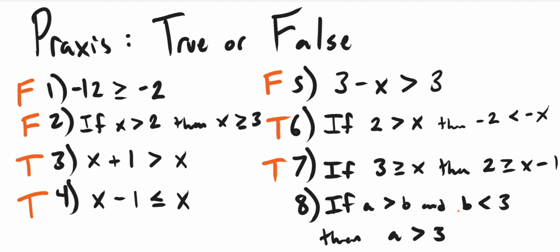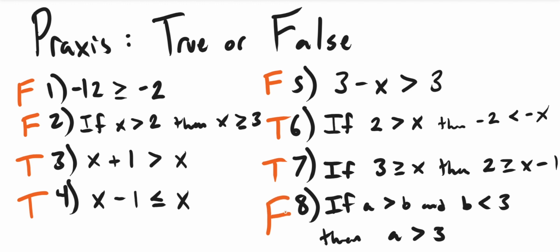Let's say, for example, a was 2.9 and b was 2.5. Well, then a is definitely greater than b. 2.9 is bigger than 2.5. And b is less than 3. But a is not greater than 3. 2.9 is still less than 3. So this statement is in fact false.